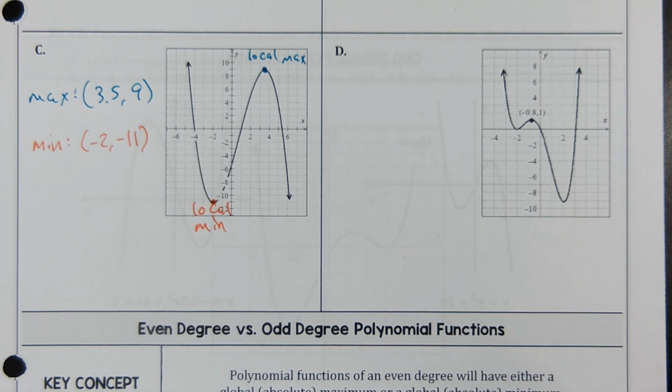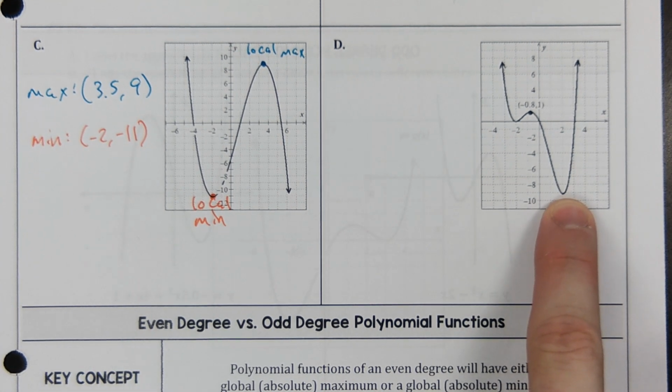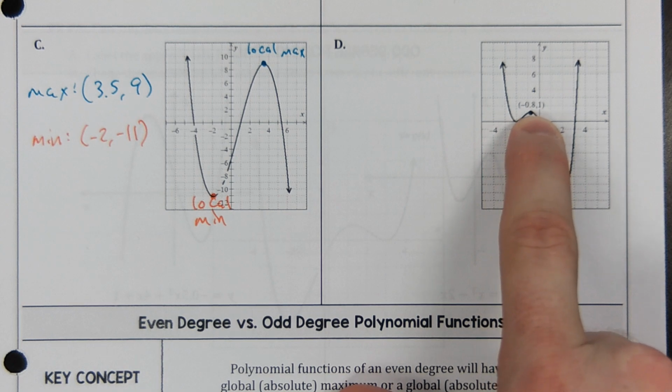Do we need to do the fourth one, or do we get it? It's kind of obvious, right? Okay. I'll just say it. Global minimum right there. Local minimum right there. Local maximum right there.